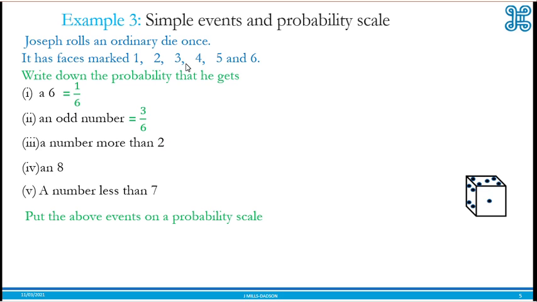More than 2: 3, 4, 5, 6. 4 numbers, so 4 out of 6. And 8, there's no 8 on a die, so that is 0. A number less than 7 is 1.